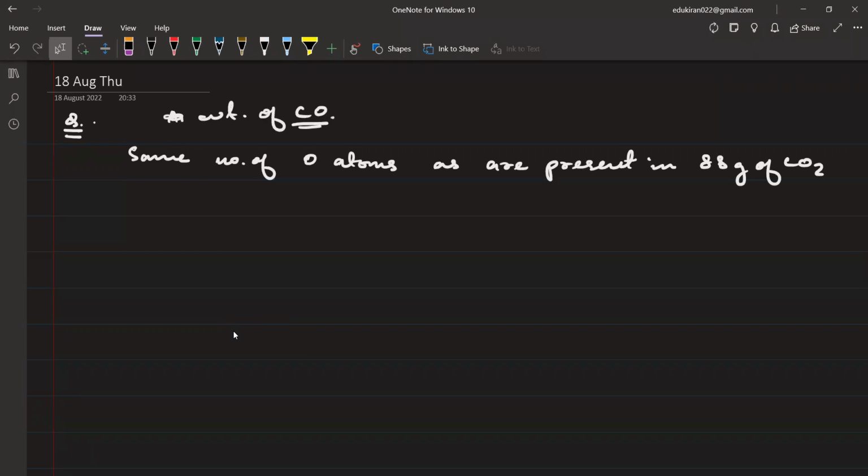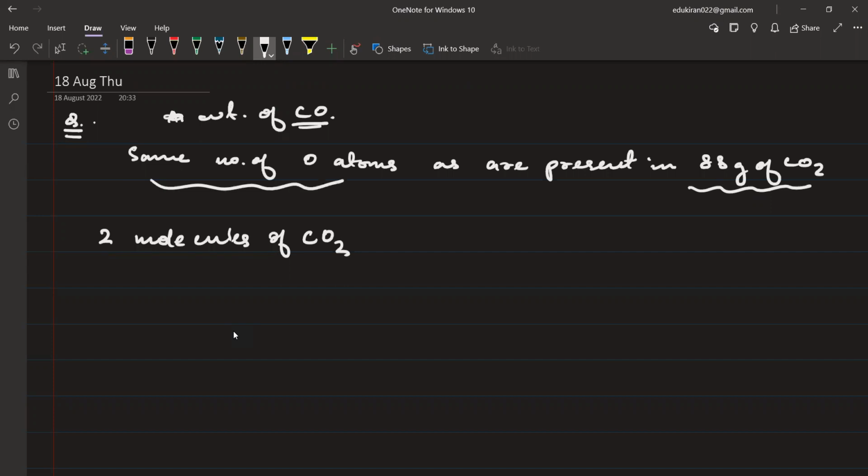carbon monoxide. First thing, let us suppose that as a simple case, if I have two molecules of CO2, मान लीजिए आपको 88 grams of CO2 नहीं देके क्या दिया रहता? 2 molecules of CO2. Then what would be the number of carbon monoxide that will have the same number of oxygen atoms? Tell me. 2 molecules of CO2 will have how many oxygen atoms? Fahad, 2 molecules of CO2 will have how many oxygen atoms? 4. Has 4 oxygen atoms.